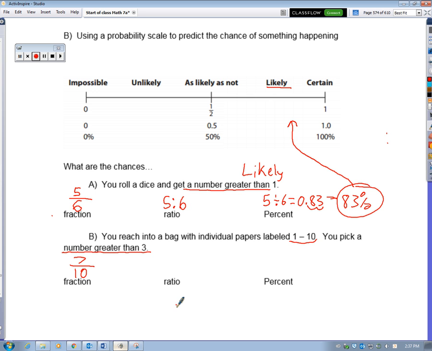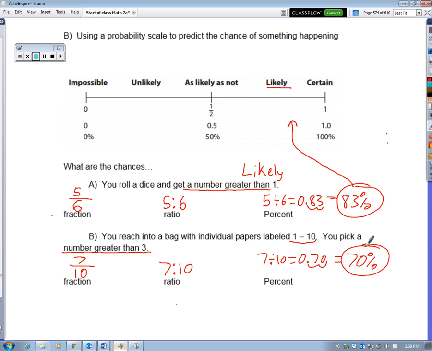Okay, we can make that into a ratio by turning that sideways. 7 out of 10 chance of getting a number greater than 3. We could also make that into a percentage. 7 divided by 10 is going to give you 0.7, and then you can move that decimal 2 places to give you 70%. Alright, so that's your chance of picking a number bigger than 3.